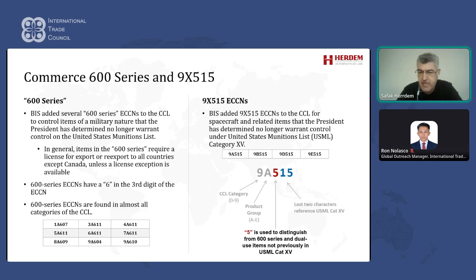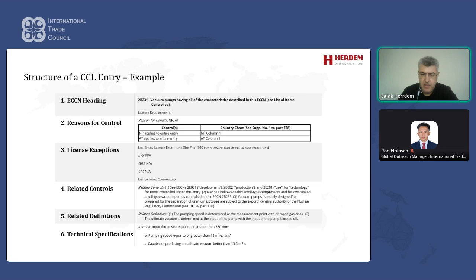Several military-related items were transferred from State to Commerce, and those are captured in the 600 series ECCNs and 9515, as described on the slide. Here is an example of the 2B231 vacuum pump entry on the CCL, and the reasons for control, what license exceptions apply, and the technical specs for the items listed. You can see how the items are described in specific technical terms to assist in determining if your item is captured in a specific CCL entry.